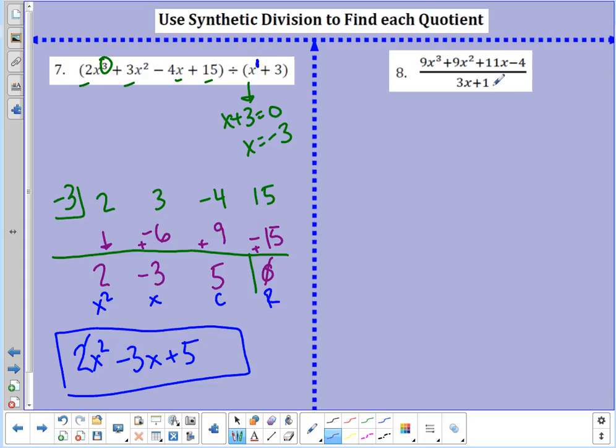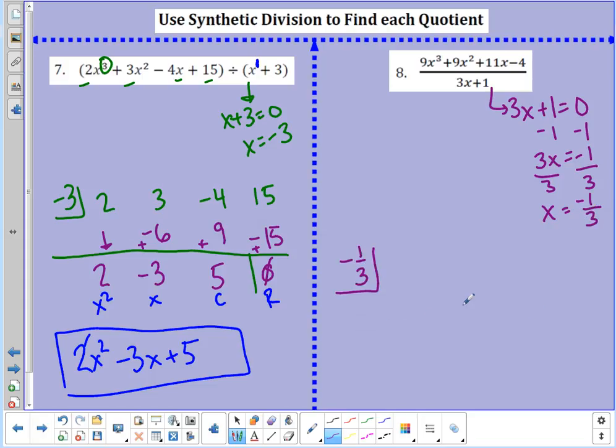Okay, so now let's talk about number 8. In number 8, I'm going to start by taking this and setting it equal to 0. And this is that extra piece that I just added to the bottom of your steps. So subtract the 1, I get 3x equals negative 1, and then divide by 3. So life gets a little bit trickier here. Negative 1/3 is the number that I'm putting inside the box. Ooh, that's going to be fun.